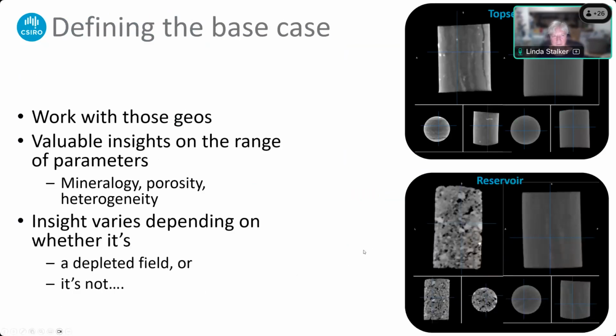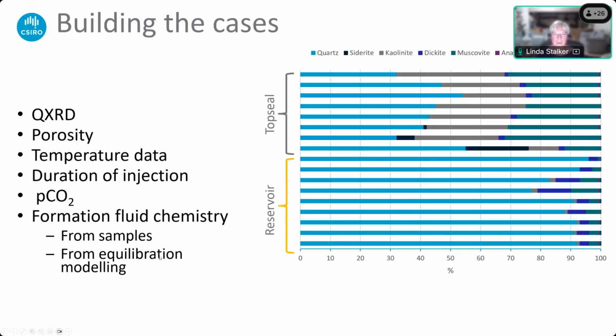problem. So when you do those base case definitions, you are going to work pretty hard with the geologists. They've got valuable insights on the range of parameters, the depths, the mineralogy, the heterogeneity, and they may have additional insights depending on whether it's a depleted field or a saline aquifer. So you're going to build that case, you're going to look at your top seal data, your QXRD and your porosity, the duration of injection, as I said before, partial pressure CO2, formation fluid chemistry from the samples.